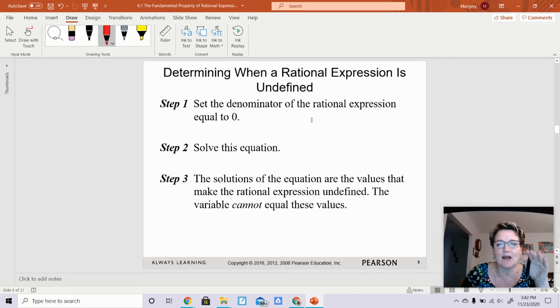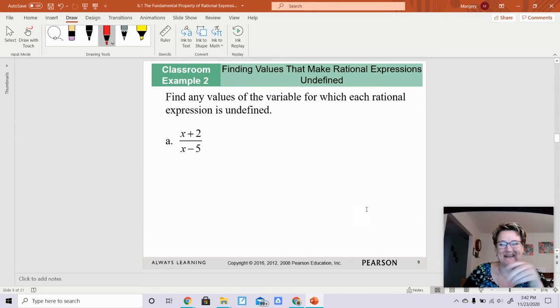Step 1, set the denominator of the rational expression equal to 0. Only look at the denominator. Solve that equation, and then whatever you end up getting, it's all real numbers except for that number. I'll explain what it means right now. Let's say they want you to find values that make rational expressions undefined. Don't worry about the numerator. Only look at the denominator.